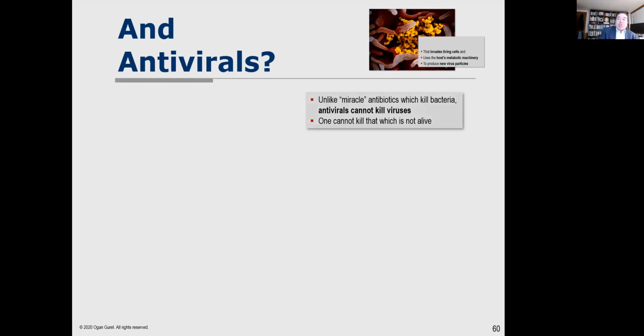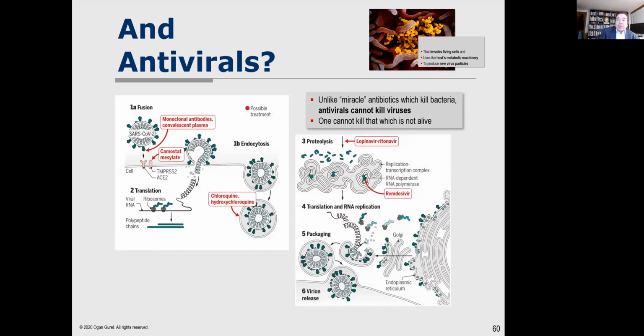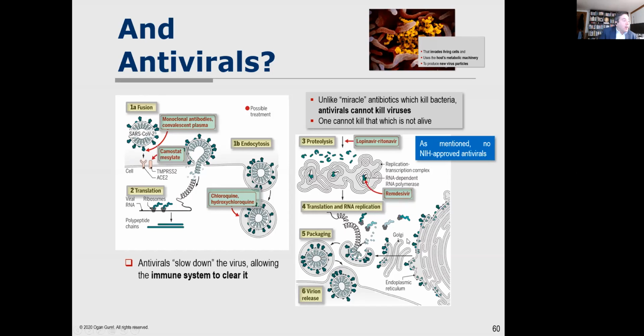What about antivirals? As I mentioned, unlike miracle antibiotics, which kill bacteria, antivirals cannot kill viruses. And there are all sorts of candidates. We've talked about hydroxychloroquine and remdesivir and so on and so forth. But the point is the antivirals slow down the virus, allowing the immune system to clear it. They don't actually kill the virus. So anybody who says you're going to be cured of something because of this antiviral doesn't understand the fundamental biology. The antivirals can help, so I'm not making any political statements here. I'm just talking about the fundamental biology. You cannot kill something which is not alive.